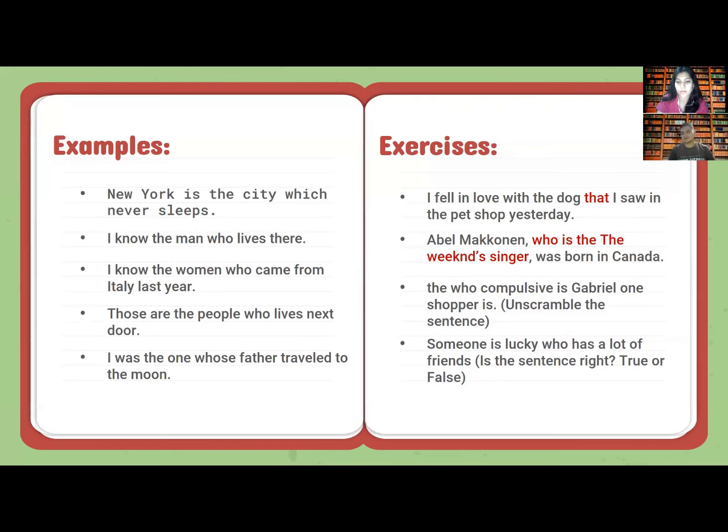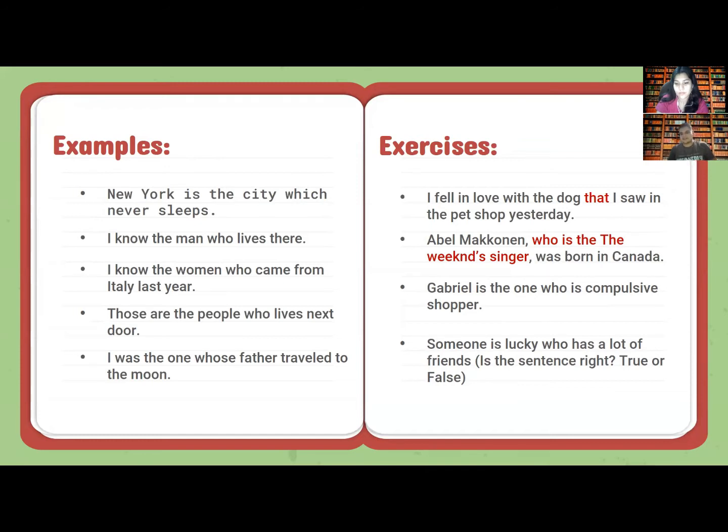In the next exercise, we have to unscramble the sentence. For example, Gabriel is the one who is composing Chopin. I'm using "who" because I'm referring to Gabriel, and Gabriel is a person, so we use the subject relative pronoun "who." It could also be "that." And finally, in the last example, I have: someone is looking who has a lot of friends. Is that sentence right? True or false?